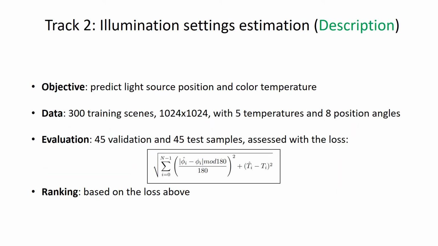The second challenge track was on illumination settings estimation. The objective of this track was to predict the light source position and the color temperature under which the image was rendered. The training dataset is made up of 300 scenes, again with 1024 by 1024 resolution, with each scene being rendered using 5 different color temperatures and 8 position angles for the light source. We use 45 validation and 45 test samples, with the results being assessed with the loss shown below. The loss measures the error in the angle prediction modulo 180 and in the color temperature prediction. And this loss is used for the final ranking.